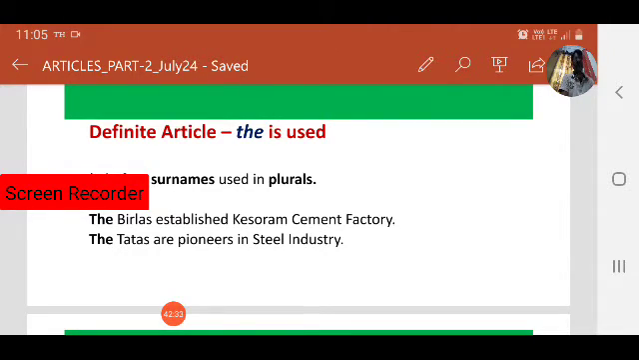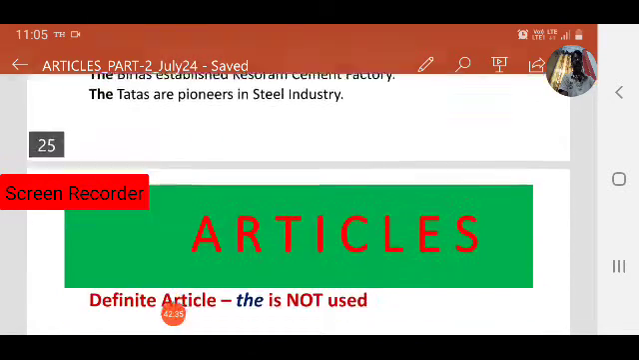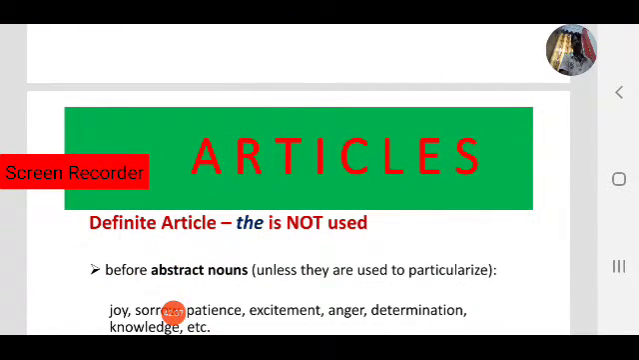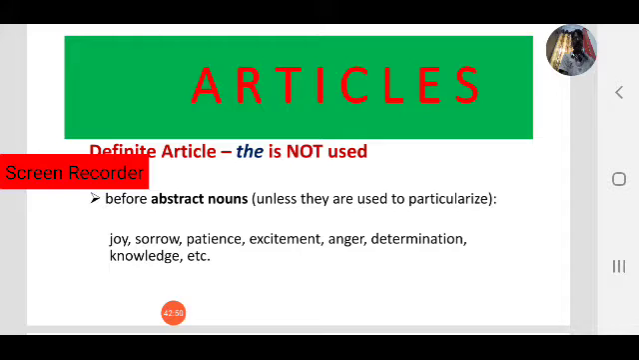So next, another one is where we need not use the definite article the. The definite article the is not used before abstract nouns. Before abstract nouns, we need not use the. Joy, sorrow, patience, excitement, anger, determination, knowledge. These are all abstract nouns. What are abstract nouns? Yes, we cannot recognize them by our senses. Those are abstract nouns.